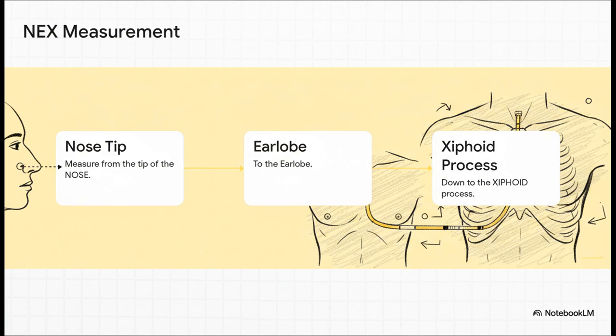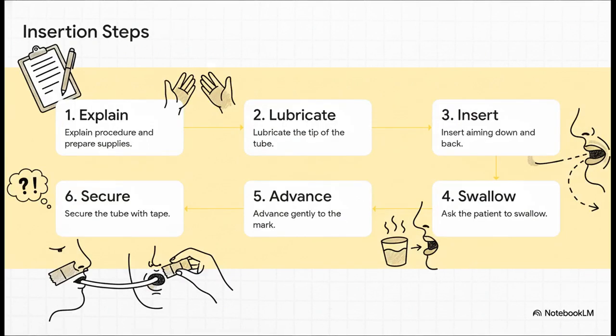It's an easy-to-remember acronym. You measure from the tip of the nose to the earlobe and then down to the xiphoid process. Just mark that length on the tube, and that's your target. Easy, right? And here's the play-by-play for the actual insertion.